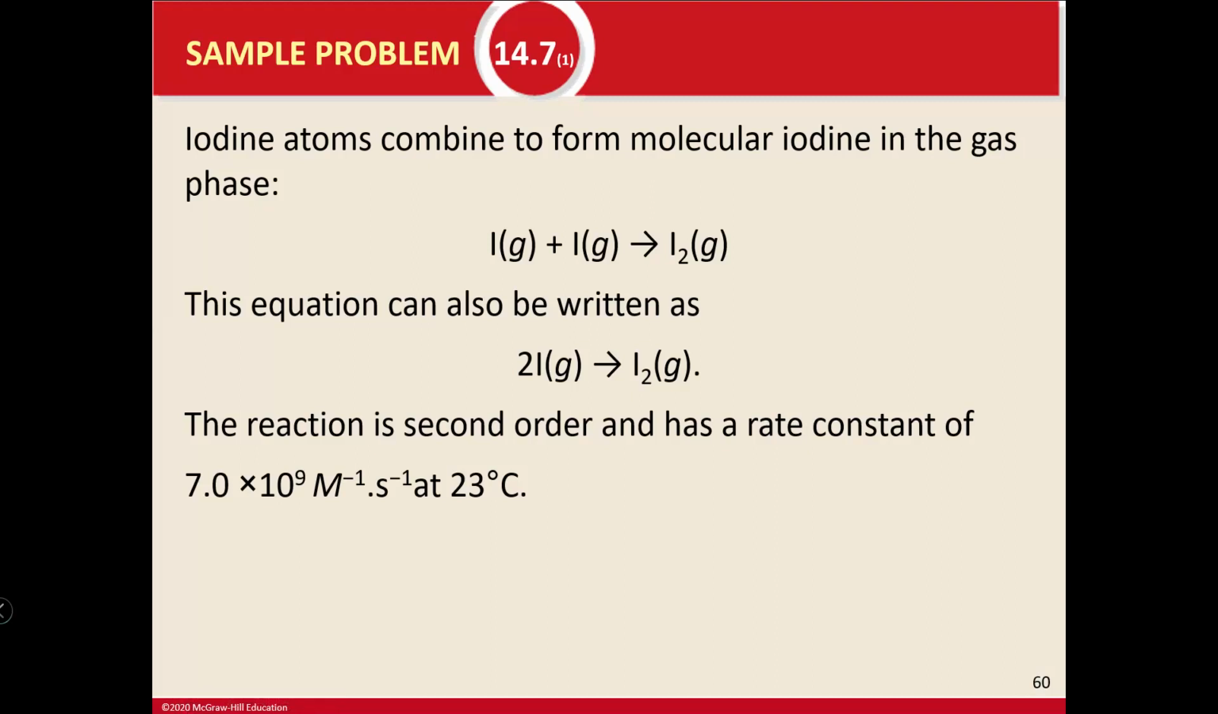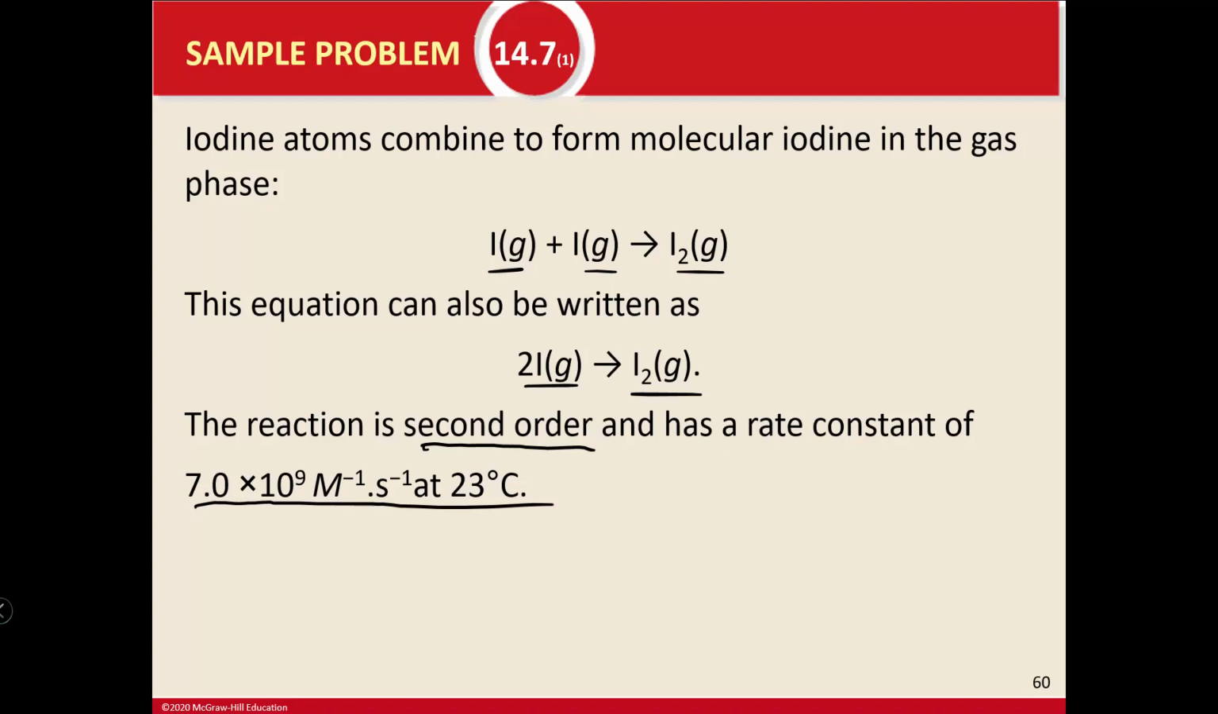All right, so let's look at a problem. We have monoatomic iodine reacting with itself, and that's what we see here, monoatomic iodine reacting with itself. Here we form diatomic iodine. This equation can also be written this way. The problem says the reaction is second order, and they tell you what the rate constant is.